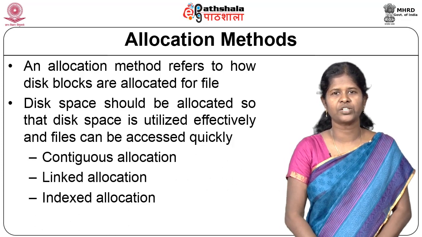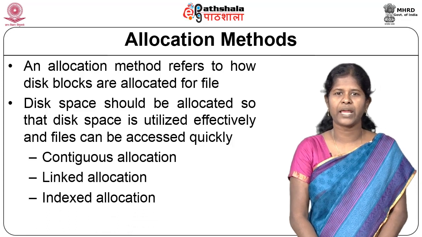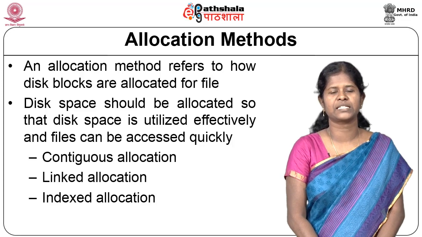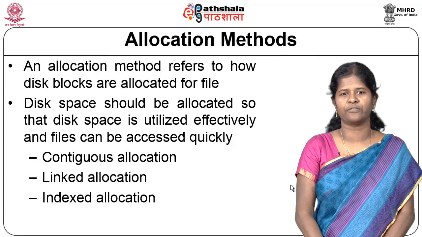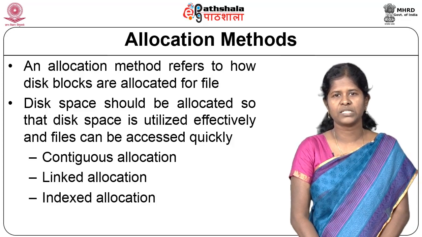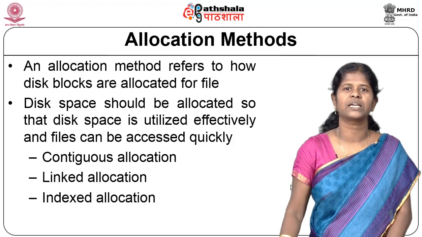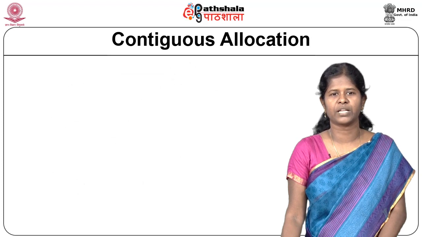The allocation of disk blocks has to be done in such a way that the disk space is utilized effectively and the files can be accessed very quickly. So, here we will learn 3 different types of file allocation methods. One is contiguous allocation, the other is linked allocation, and the next is indexed allocation. First, we will see the contiguous allocation method.